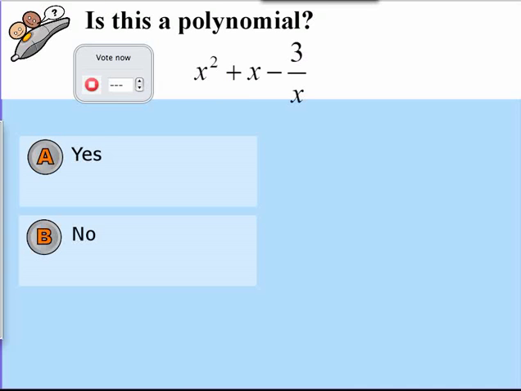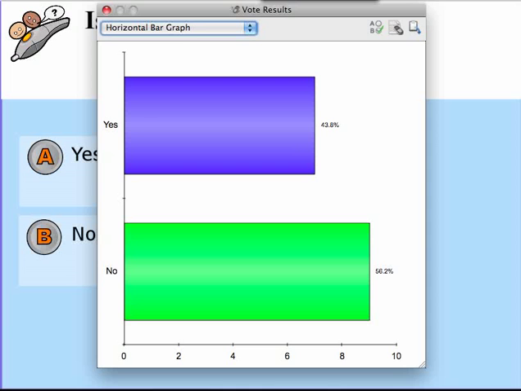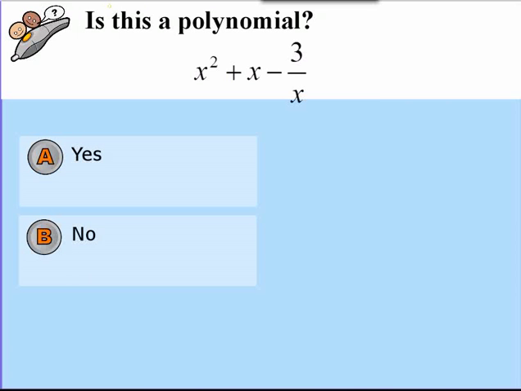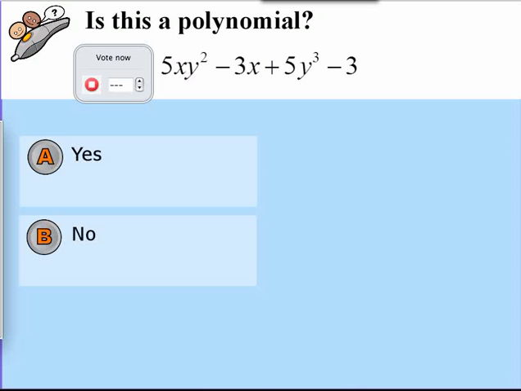Is that a polynomial, yes or no? Why not? There's a division. The division again, 3 over x. Okay? Don't try to guess what I'm going to have because you never know.